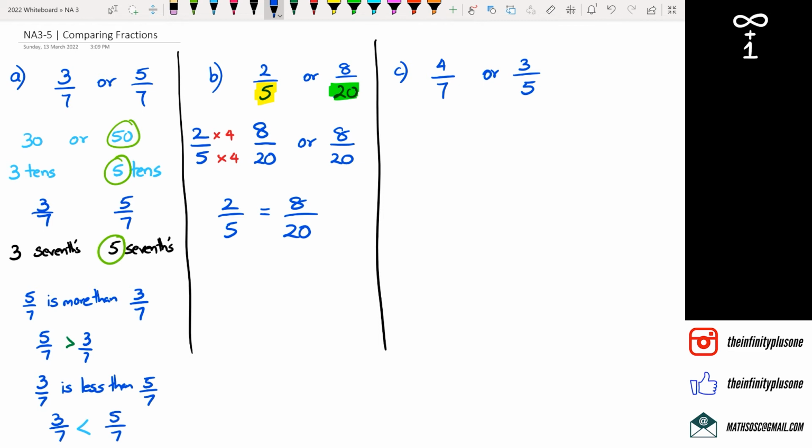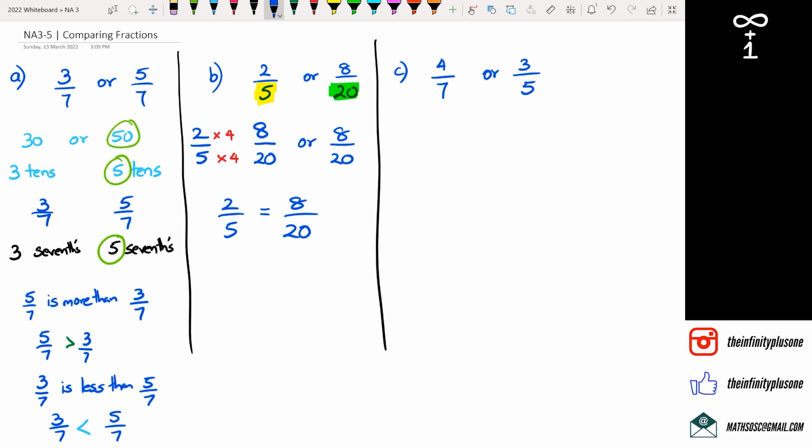Question C is we've got 4/7 and 3/5. Now here's where things start getting a little bit tricky, because you're looking at question B and going, well, I know what to do to 5 to get to 20, but 7 and 5, that's a bit tricky, isn't it? Well, not really. The best way to do this is what we call multiples. Don't worry, guys, I'm going to cover this some more in the upcoming few levels. This is just a little bit of a reminder of what's possible with fractions.